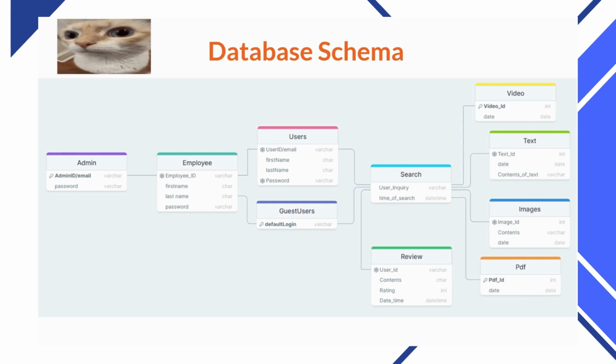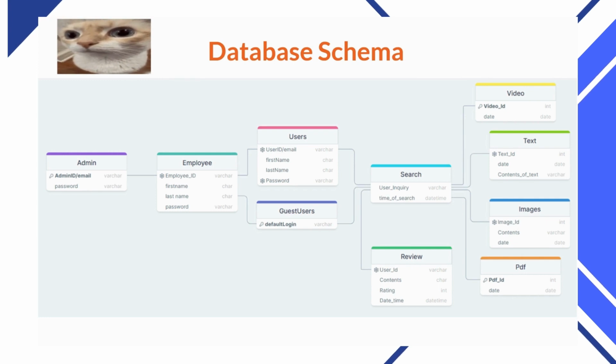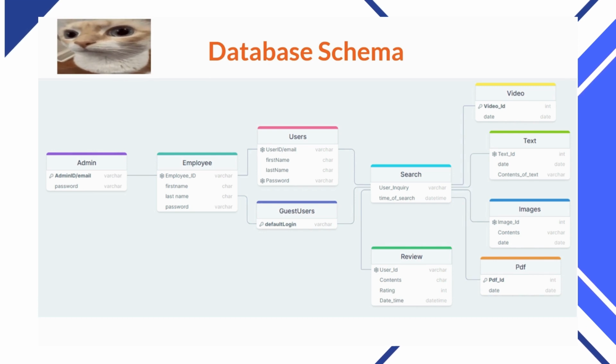We'll have the video ID as an integer, and the date when that video was uploaded. We'll have text as text ID. It will be stored as an integer. I'll have the date on which that text was uploaded and the contents of the text as a varchar.